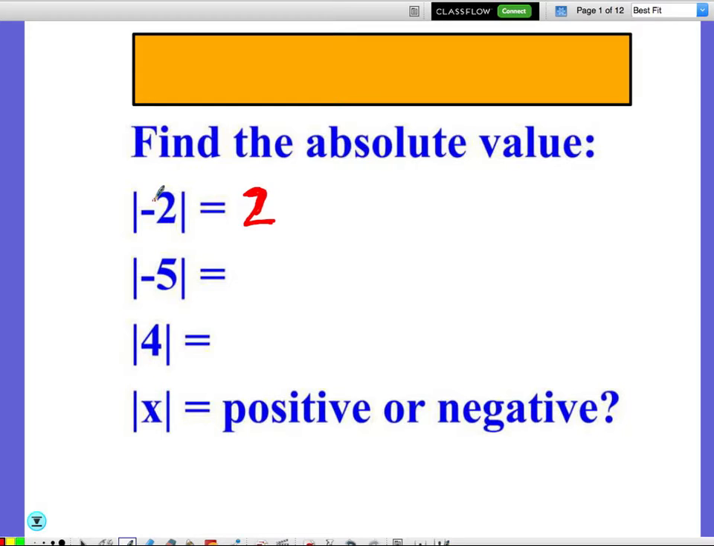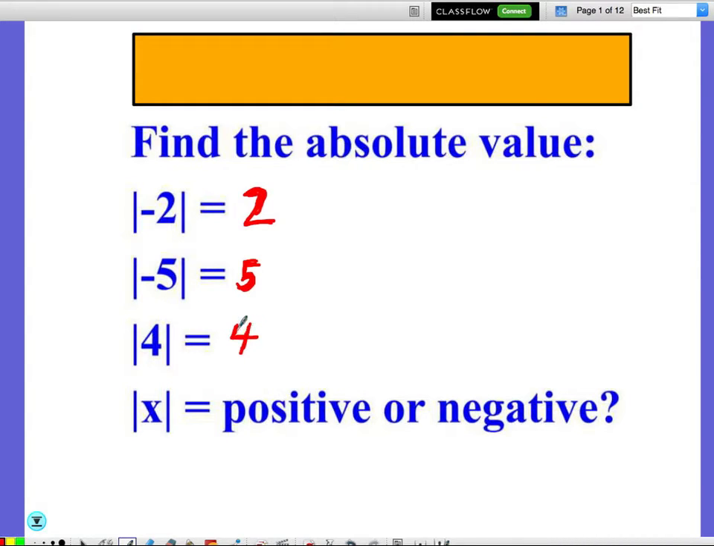So if you have something negative, it turns it into a positive. If we have an absolute value of -5, that becomes +5. And what about an absolute value of a positive number? Well, if it's positive, the absolute value keeps the number positive.